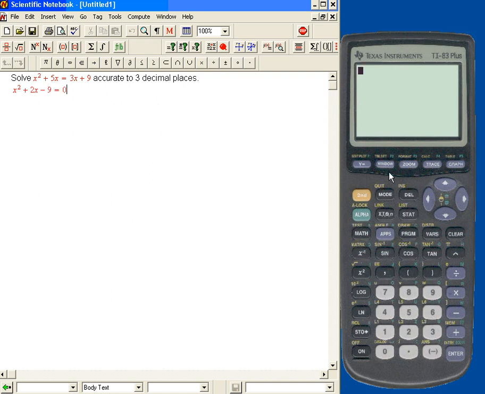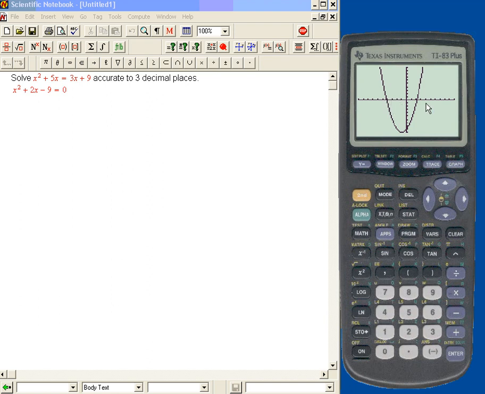We then go over to the calculator, click on y equals, and type in the equation, x squared plus 2x minus 9. Notice we don't type in the equals 0 part. And draw a graph. This equation equals 0 at the spots where the y value is 0. In other words, at the spots called the x-intercepts.